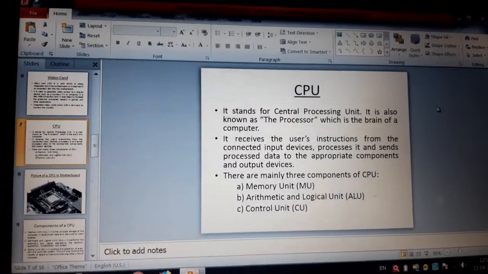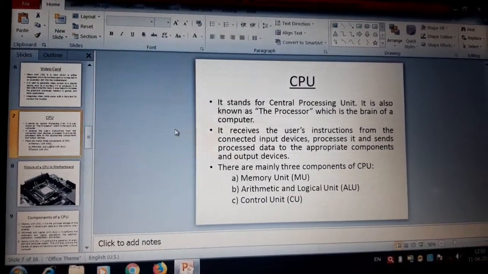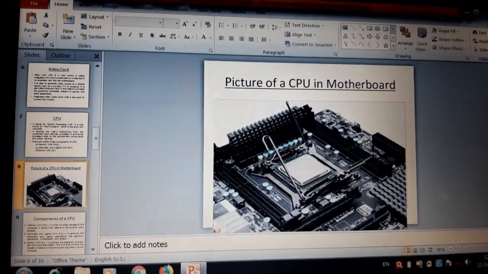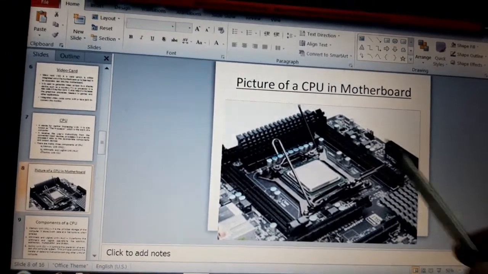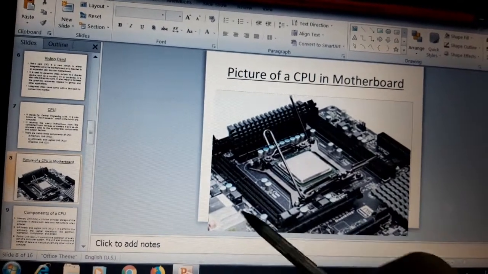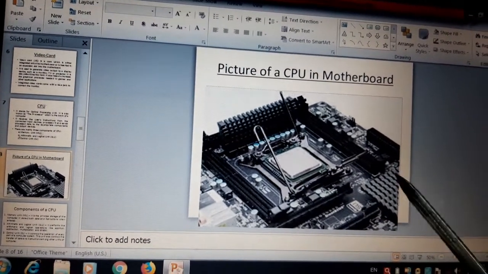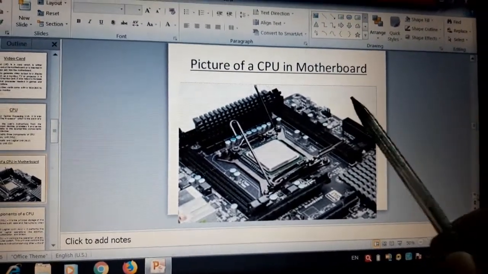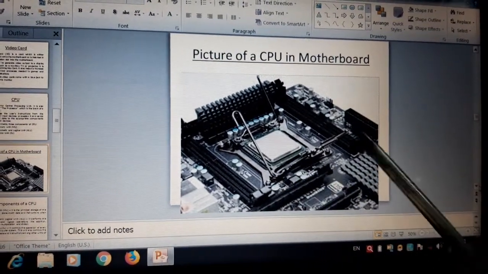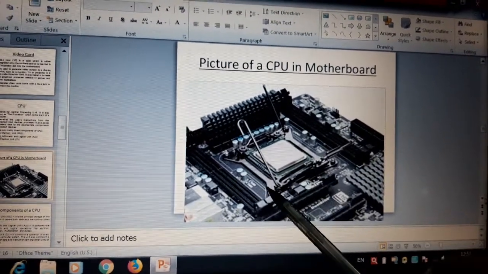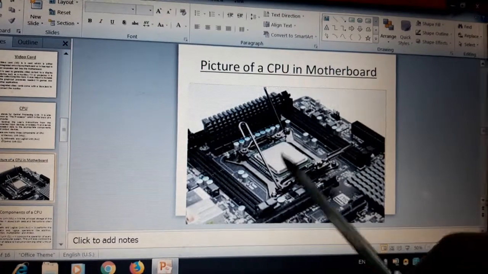Now I will show you the diagram of a CPU, how CPU looks like. This is the picture of a CPU. This is your motherboard. I have already told you a green color board, but some motherboards also look gray, some are green. Okay, so here is the CPU socket on which a processor is placed.